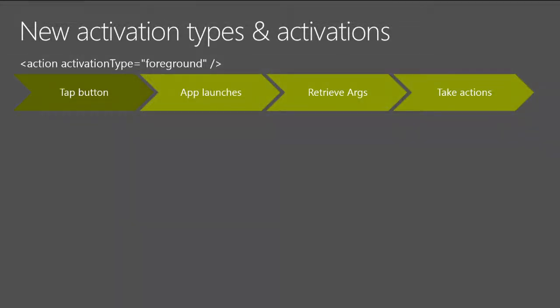Okay, so let's talk about the activation. The first one is the foreground, and its pipeline is exactly what you would expect. They tap on whatever button it is. You've got it set to foreground, so it naturally launches and/or activates your application, and you get to handle it. Then you receive those arguments, and the rest is up to you. That's kind of the way that goes.